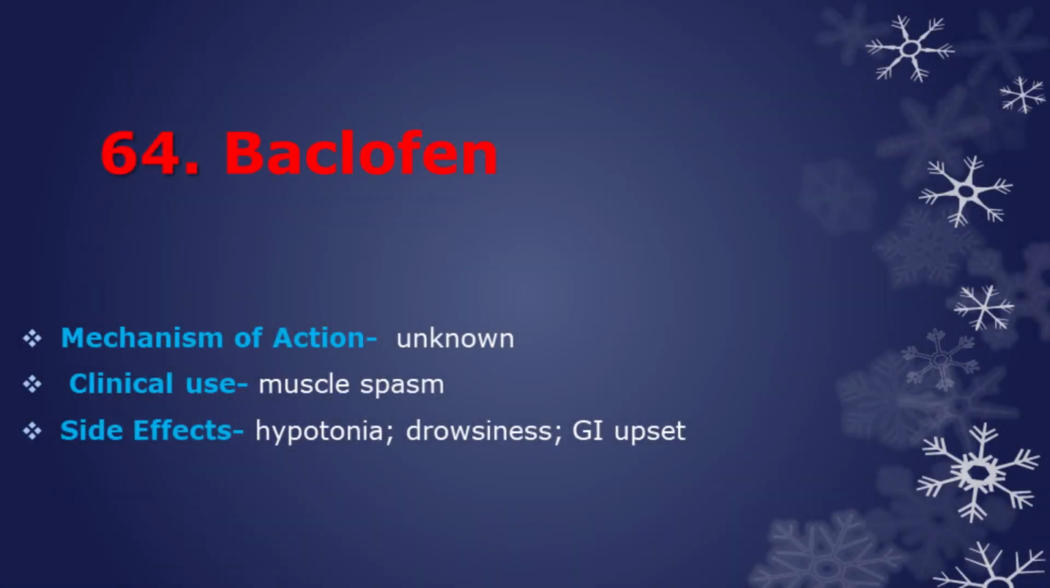Next drug is baclofen. The exact mechanism is unknown, but baclofen may work to reduce reflex muscle activation by hyperpolarization of afferent pathways. It is used to treat muscle spasm. Side effects of baclofen are hypotonia, drowsiness, GI upset.